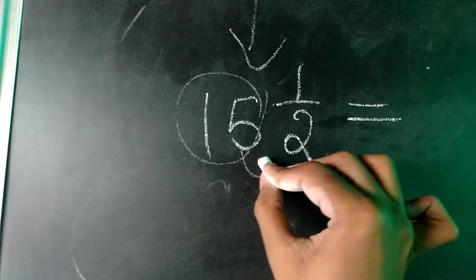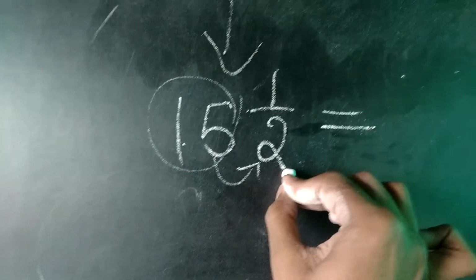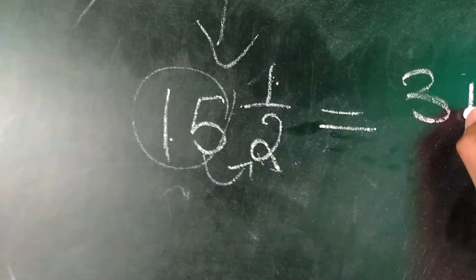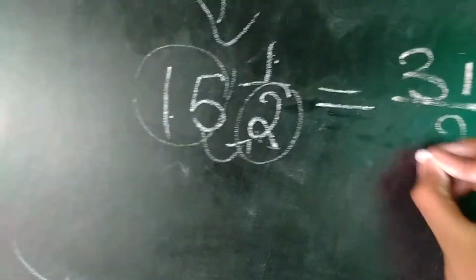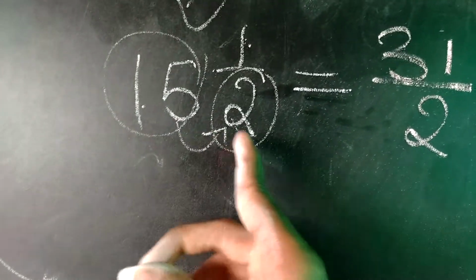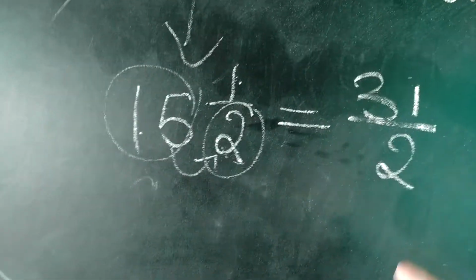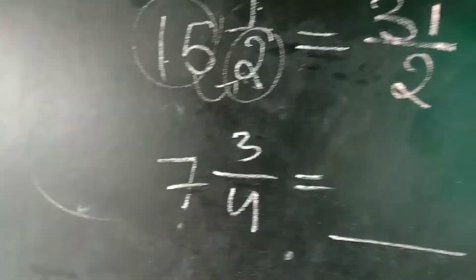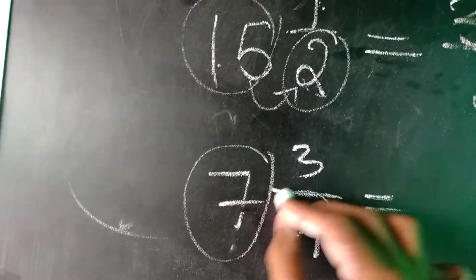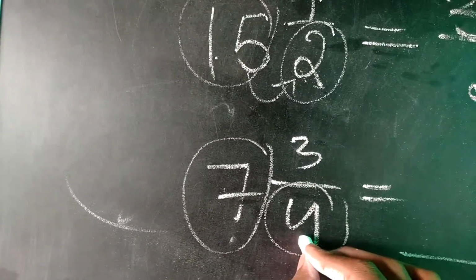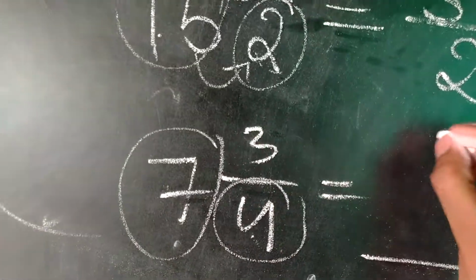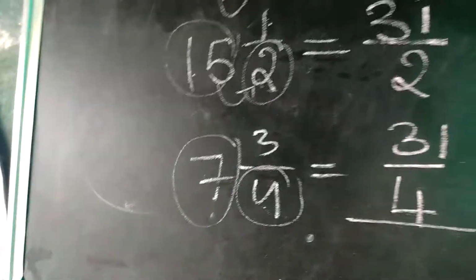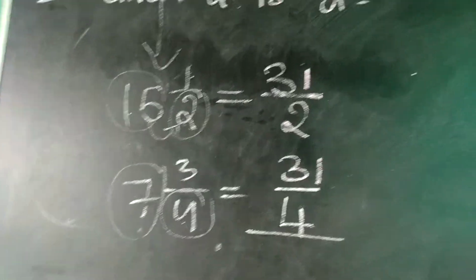This 15 you have to multiply with the denominator we have, that is 15 into 2, 30. 30 plus this number 1 gives you 31, divided by the denominator term 2. I repeat once, 15 into 2, 30 plus 1, 31 by 2. If it was like this, 7 3 by 4, what will be the improper fraction for this mixed fraction? Multiply the 7 with the denominator 4. 7 into 4 is 28. 28 plus 3 is 31 by 4. 4 is the denominator you have to retain. This is how you need to convert a mixed fraction into an improper one.